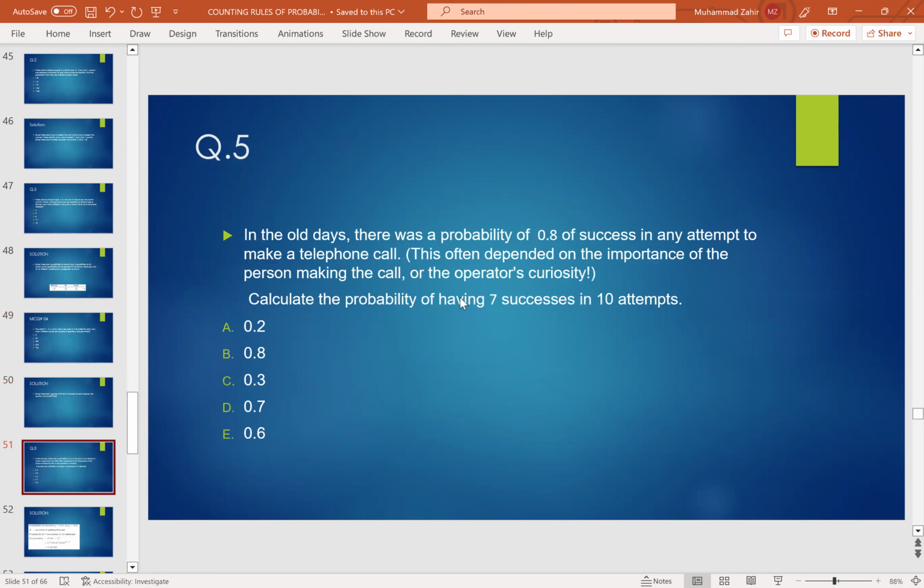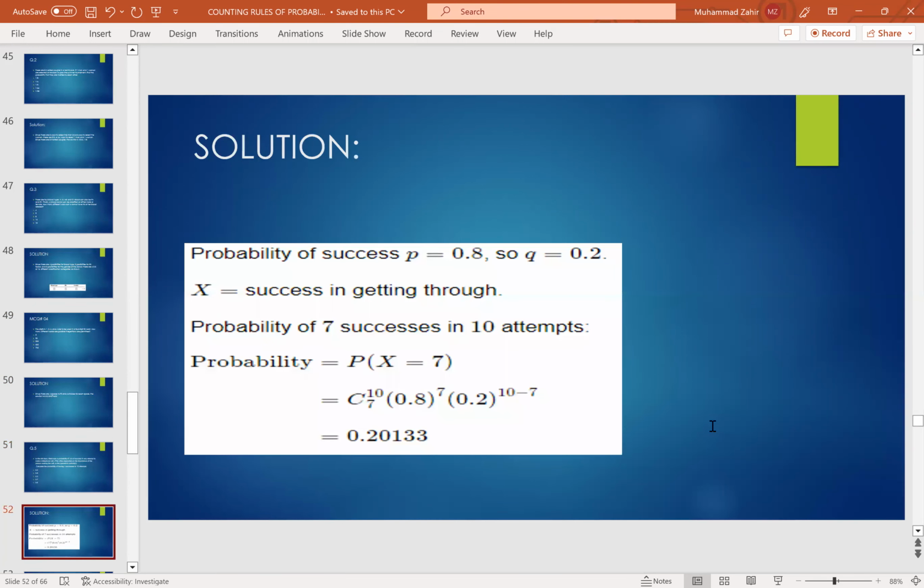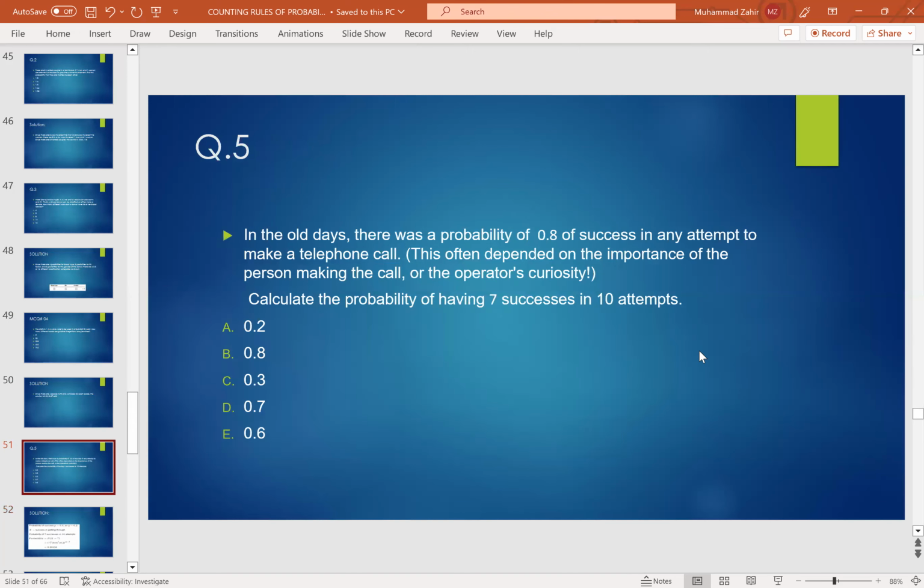Next question: in the old days, there was a probability of 0.8 of success in any attempt to make a telephone call. This often depends on the importance of the phone call or the operator's curiosity. Calculate the probability of having 7 successes in 10 attempts. These are the options. The probability of success p is 0.8 and q is 0.2. Success is getting through, so the probability of 7 successes in 10 attempts is P(X = 7), and by putting in the values, the value is 0.20. So the correct option is A.